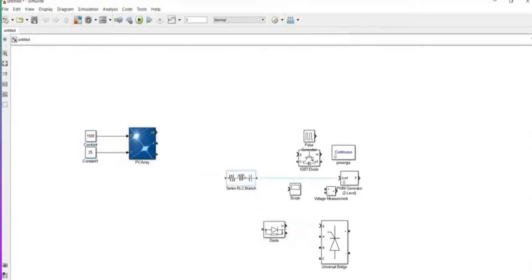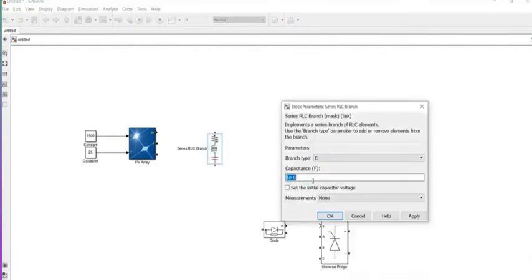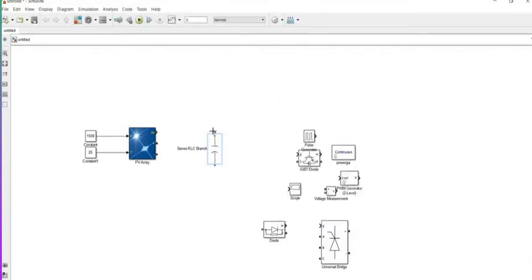Then give it to one capacitor, right? So take the RLC branch, press Ctrl+R to rotate this one, and take the capacitor C and give it the value 0.006 farads. Okay, and connect it to the solar panel, positive and negative. To decrease the ripple factor, we are taking the capacitor here, because this capacitor does not allow sudden changes. To protect the remaining circuit, we are taking the capacitor.